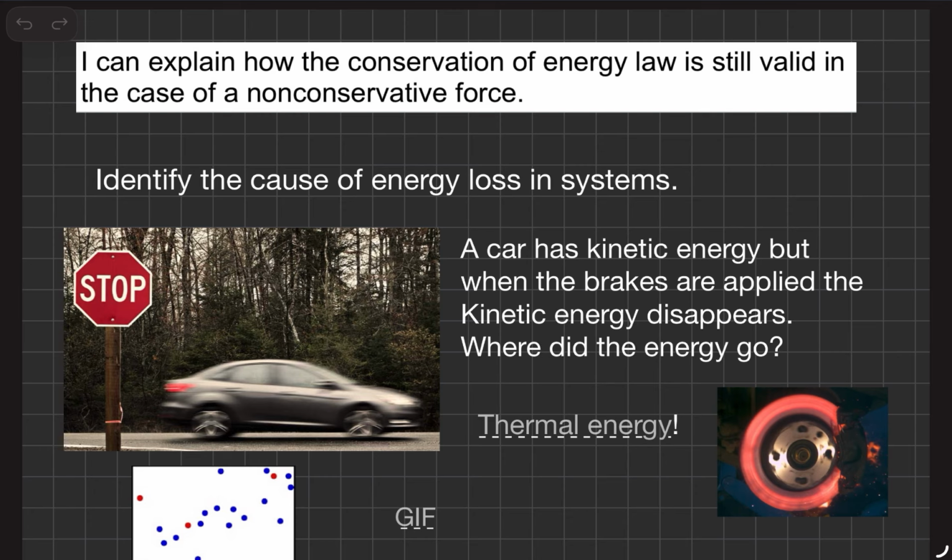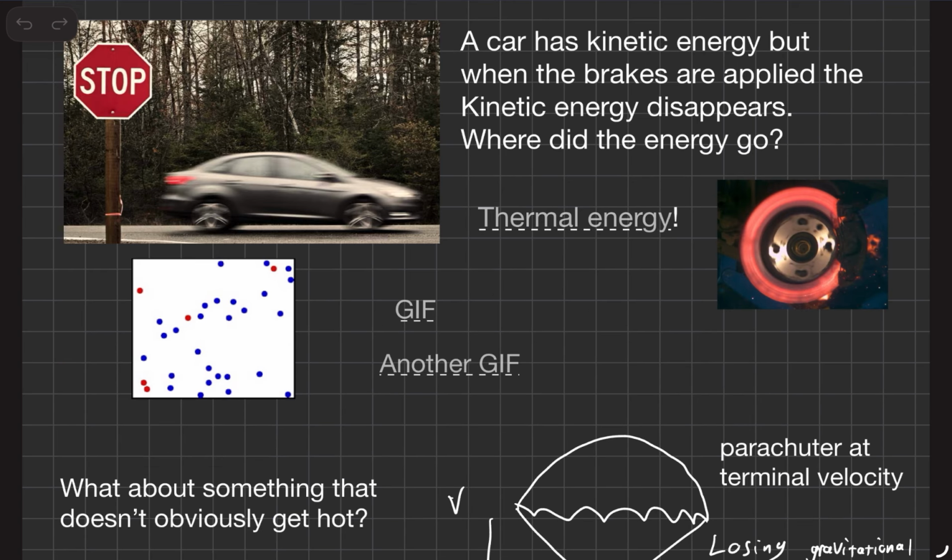Now, that doesn't mean it's useless. We can come up with good estimates or approximate values, but it's just not 100% going to be correct. So what we're going to try to do here is identify the cause of energy loss in a system. Make sure that we understand where the energy is going and be able to explain why the law of conservation is still valid in this case. We just have to account for the amount of energy lost or transferred to, for example, thermal energy.